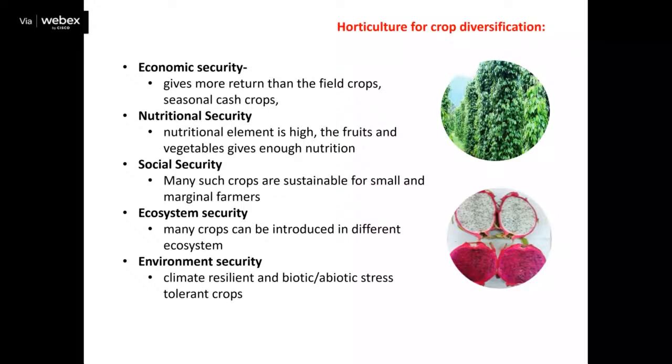Then environment security. As already discussed in the inaugural session, our biodiversity is depleting day by day. If you take the example of vegetables, we have more than 300 groups of vegetables, but now we are stressing only 7 groups of vegetables. So that is a loss of biodiversity, and there is a loss and more increase in problems. So horticulture is more suitable as a climate resilient crop diversification, and both biotic and abiotic stress tolerance comes from horticulture, sir. Next.